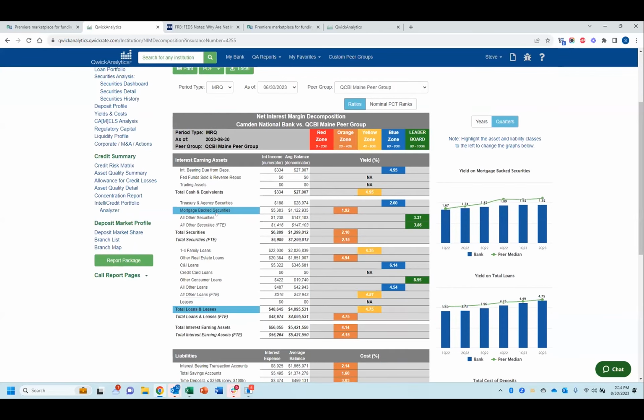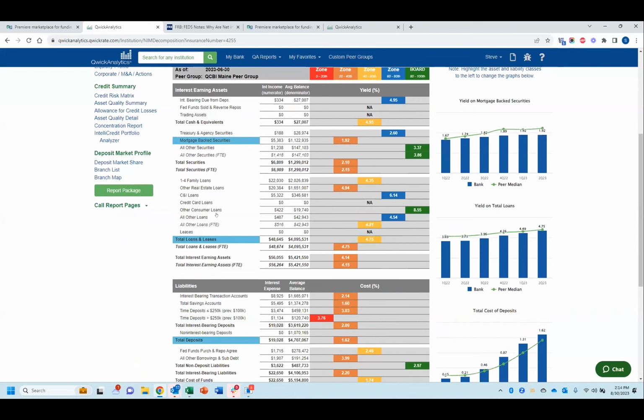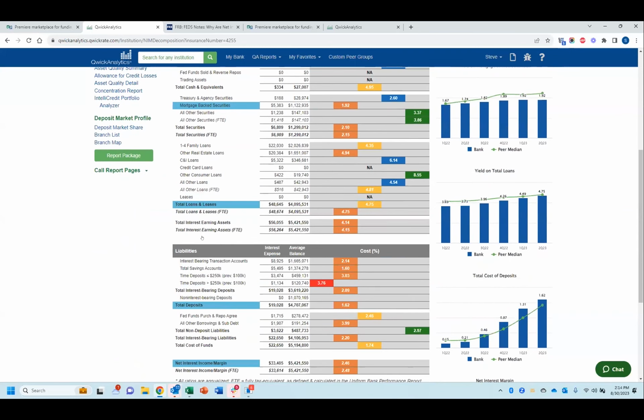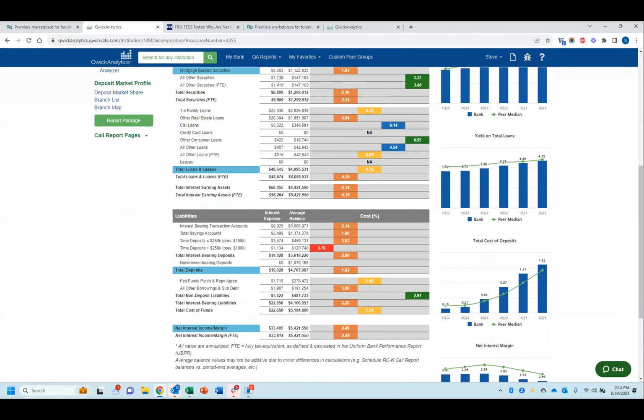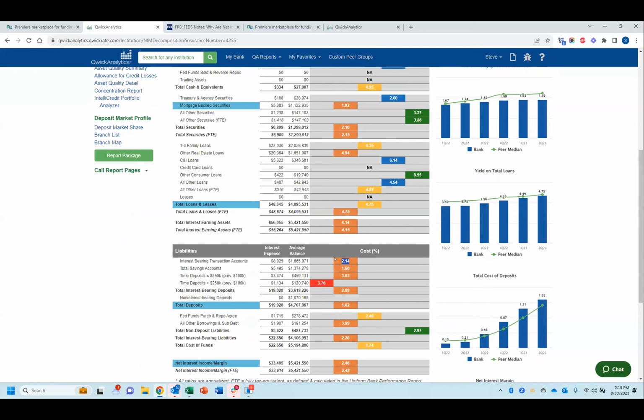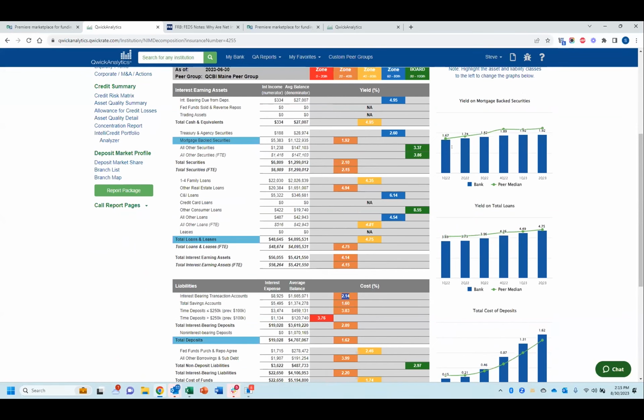So if I'm just scrolling down towards the bottom of the page, this is just the liability side, right? Where you have your interest expense, your average balance, and then your rates, your interest rate on said liability. So the same thing works. The only difference is, obviously, we're being subjective here that everyone wants higher yields. So higher is better on the yield side and lower is better on the cost side.